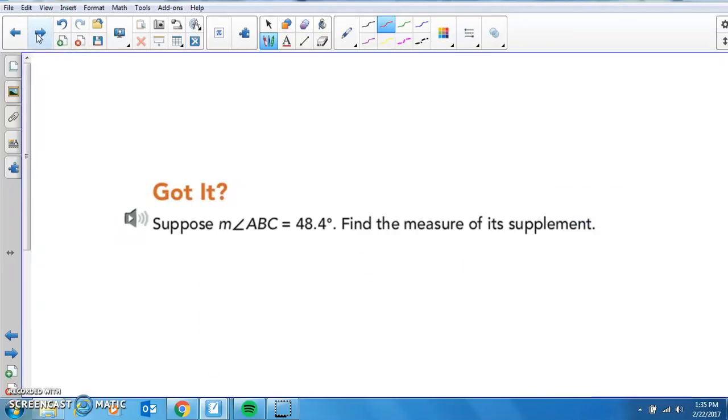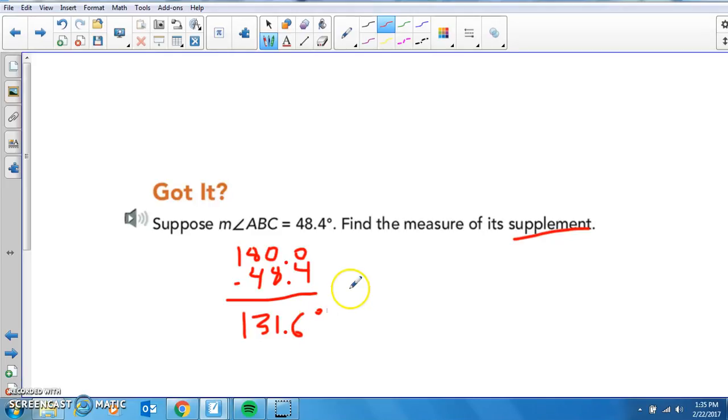All right, this next one says suppose angle ABC equals 48.4 degrees. Find the measure of its supplement. Again, supplement means 180. So we would have 180 degrees is what we're trying to get. We know that this one is 48.4, so all I would have to do is subtract 180 minus 48.4. And if you subtract that, you're going to see that 180 minus 48.4 gives you 131.6. So our supplement to this would be an angle that measures 131.6 degrees.